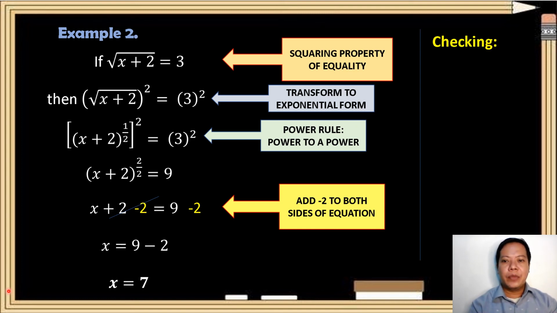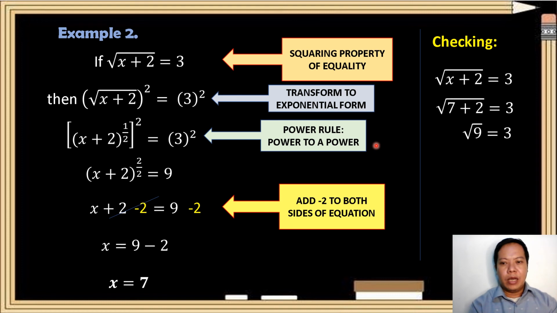So let's try to check. We have the original equation, square root of x plus 2 is equal to 3. Our value of x is 7, so we put 7 here. So we have the square root of 7 plus 2 is equal to 3, and the sum of 7 plus 2 for the radicand is square root of 9, which is equal to 3. And it's very obvious that the square root of 9 is equal to 3. Then we have 3 is equal to 3, and that is the correct answer. So our solution for this example is correct.